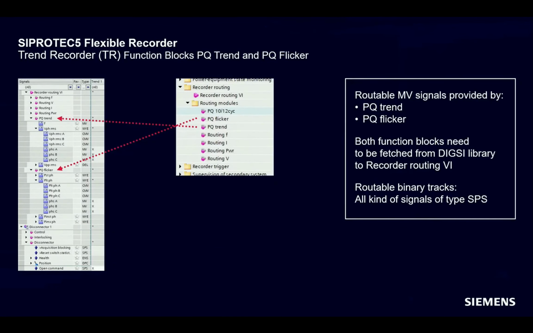The function blocks BQ trend and BQ flicker need to be dragged from the library and dropped in the recorder routing section for routing power quality conform event and flicker measurements. The measured values, MVs, provided from these function blocks as well as a binary signal can be routed with an X into the instantiated trend recorder.